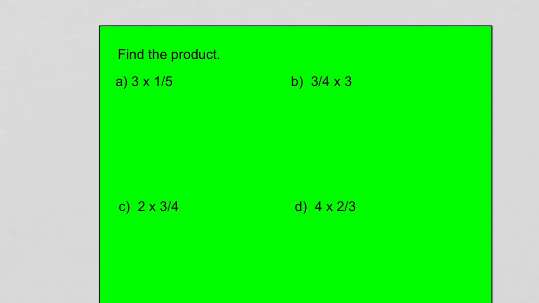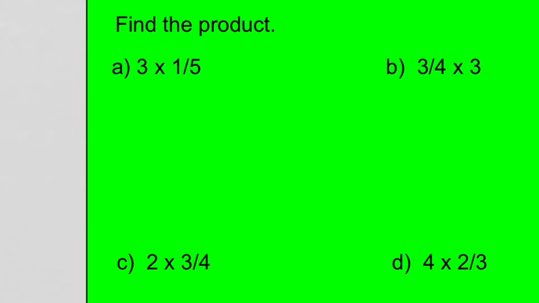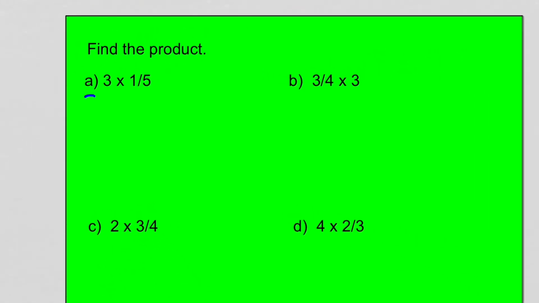So what we looked at in the previous video was what multiplying a whole number by a fraction means, and then we reached this shortcut where you can think of the whole number as an improper fraction and then multiply the improper fraction and the fraction together. So for example, in this first question, 3 times 1 over 5, I could think of this as 3 over 1 times 1 over 5, and then simply multiply the numerator and denominator, and I get 3 over 5. 3 times 1 is 3, 1 times 5 is 5.